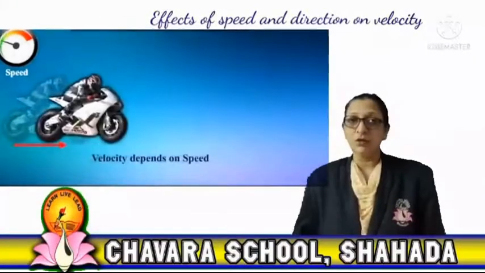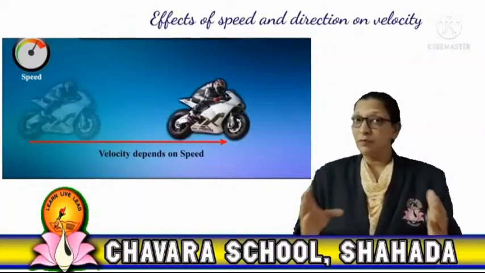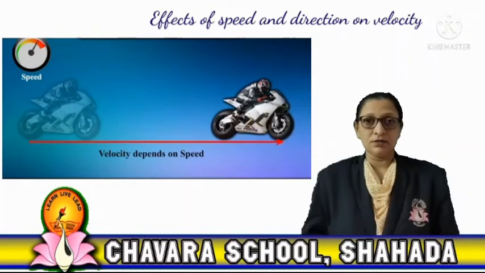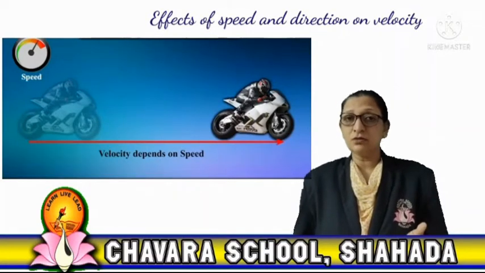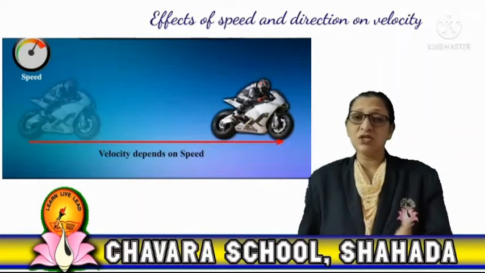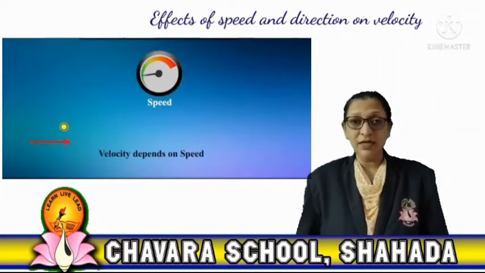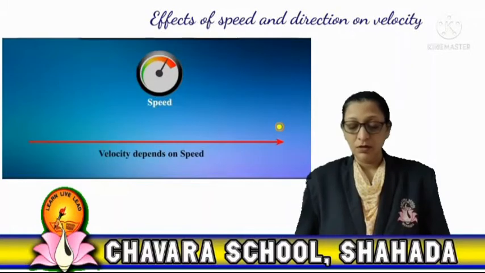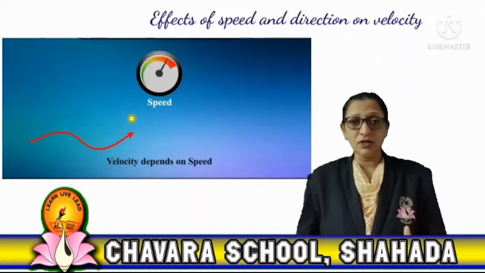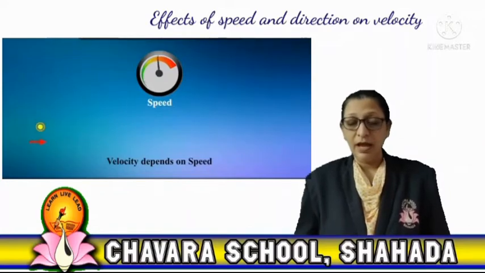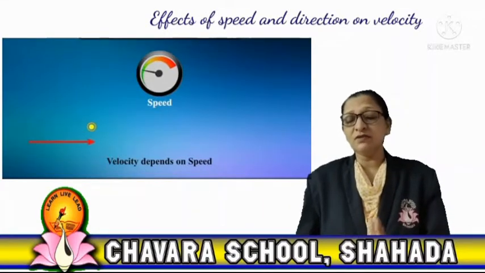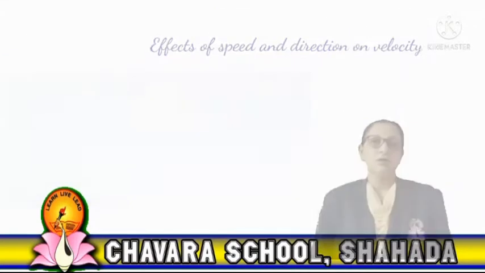From this discussion, we came to know velocity depends on two factors, its speed as well as direction. We can keep changing the speed while keeping direction the same. Second, changing direction while keeping speed the same. And changing the speed as well as direction.